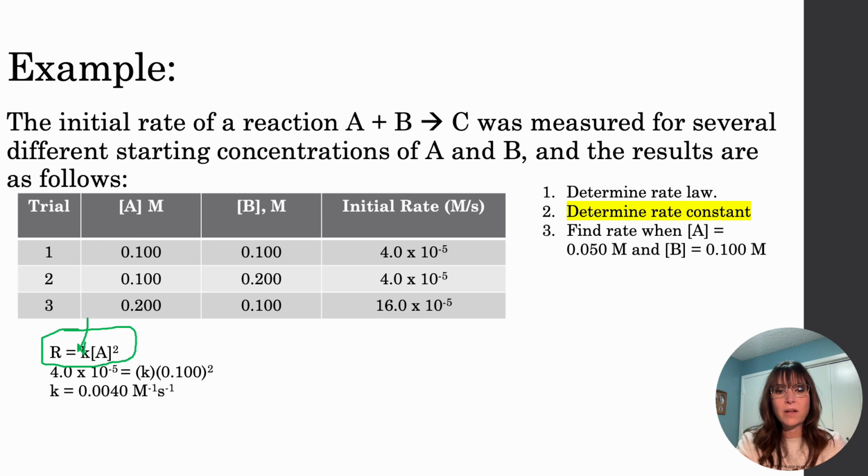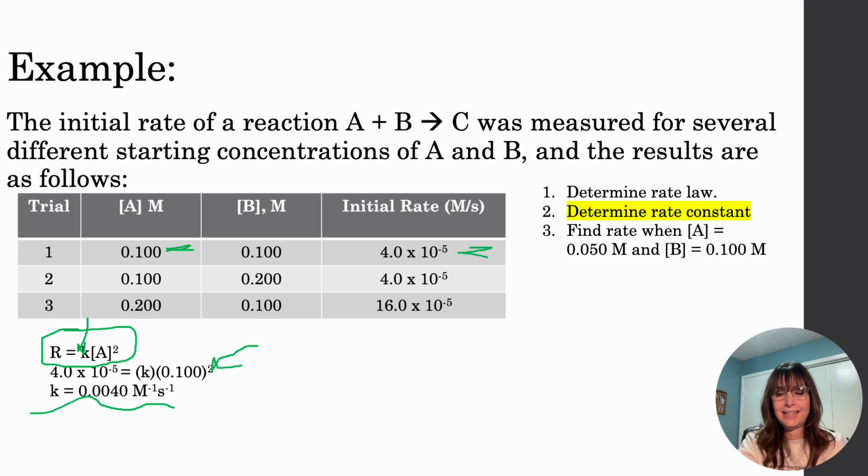So where did I get these values? Well, the initial rate is 4 times 10 to the negative 5th equals K times the concentration of A, 0.1, and don't forget to square it. Our rate law says to square it, so you have to square it. Now, why is B not included? Because remember, it has an order of 0. It does not matter. And you just do a little bit of algebra. So 4.0 times 10 to the negative 5th divided by 0.1 squared, and you get this for K.